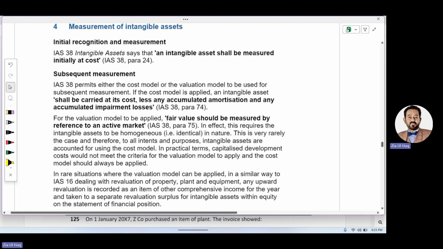Measurement and recognition under IAS 38. IAS 38 intangible assets says that intangible assets shall be measured initially at cost and shall be carried at its cost less accumulated amortization and any accumulated impairment loss. For the valuation model to be applied, fair value should be measured by reference to an active market. They could be recorded on a revaluation basis, but it will not be called revaluation, it will be called valuation basis.